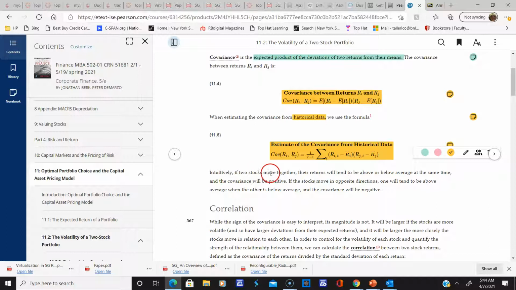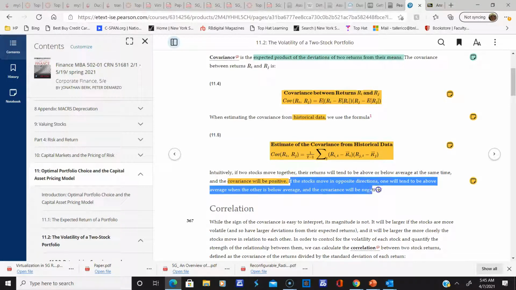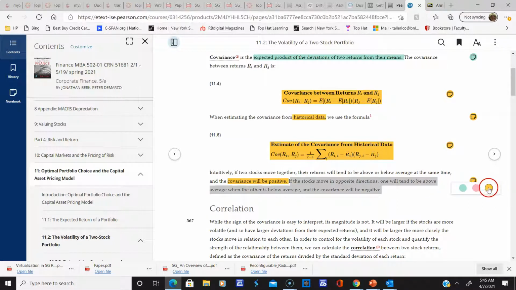Intuitively, if two stocks move together, and here's where the correlation comes in, their returns will tend to be above or below average at the same time, and the covariance will be positive. This is the next test as we develop correlation. If the stocks move in opposite directions, one will tend to be above average and the other below average, and the covariance will be negative.